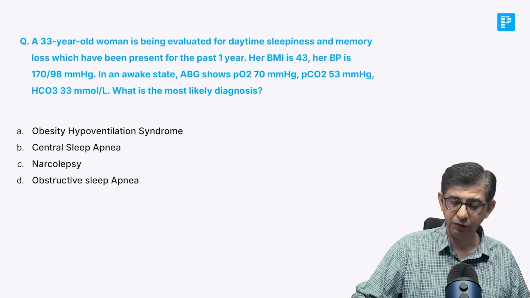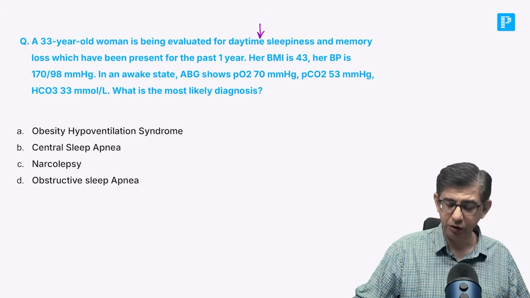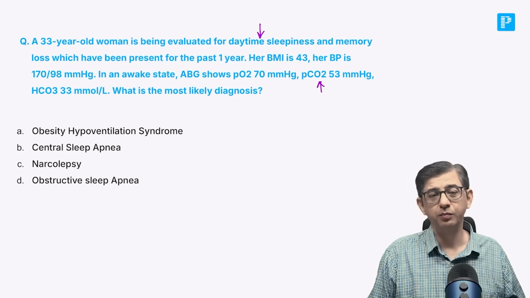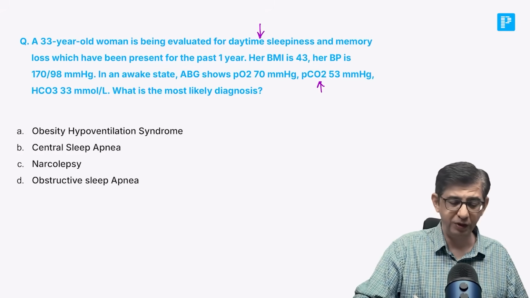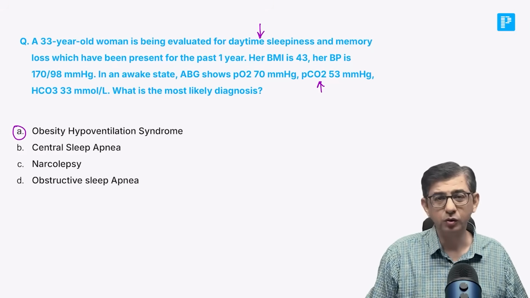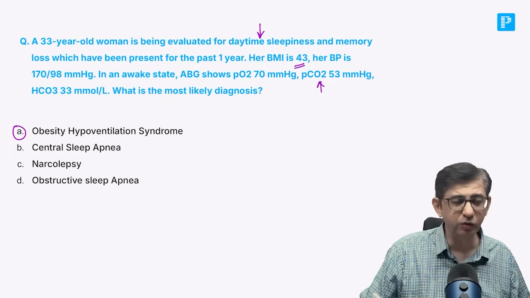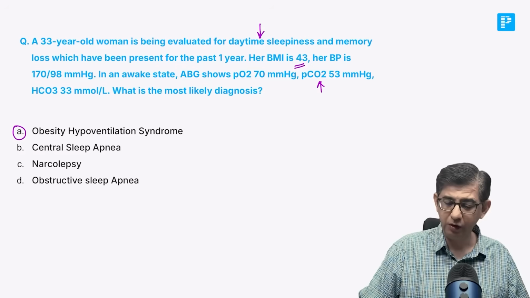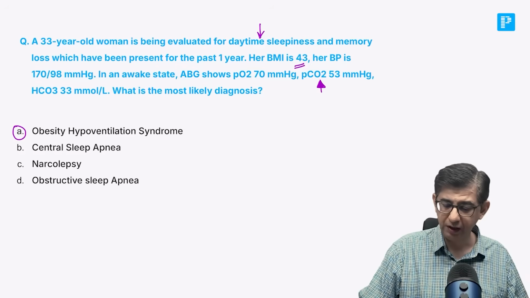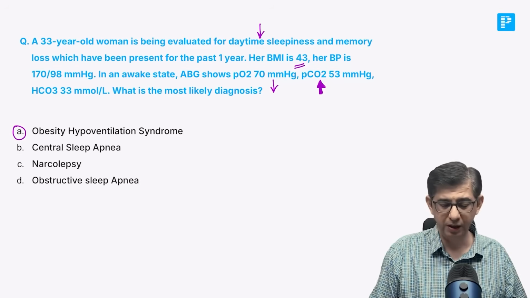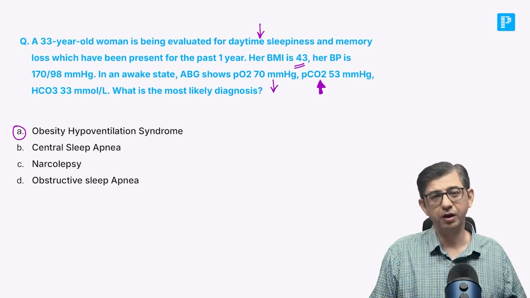The next patient has daytime sleepiness. The ABG is showing hypoxia. PCO2 is elevated, in the awake stage, so I'll straight away say obesity hypoventilation syndrome. How am I so confident? Because she is obese, and then you will say, why not obstructive sleep apnea? In obstructive sleep apnea, the ABG will not show this significant level of carbon dioxide and a substantial amount of hypoxia. So we'll have to go with obesity hypoventilation as compared to obstructive sleep apnea in this.